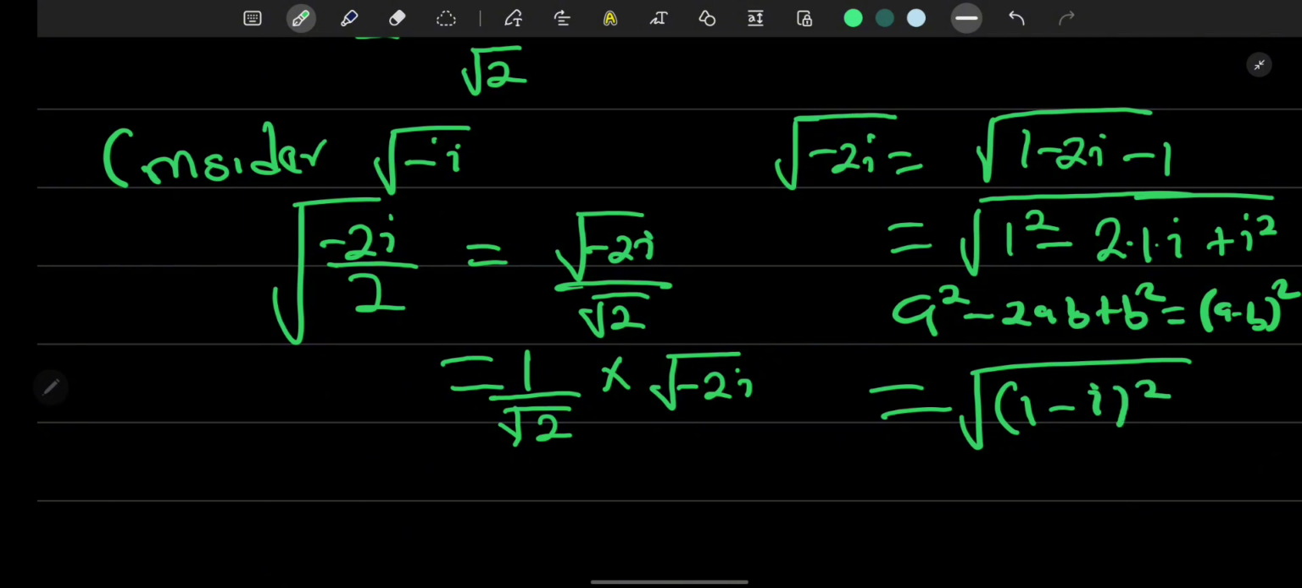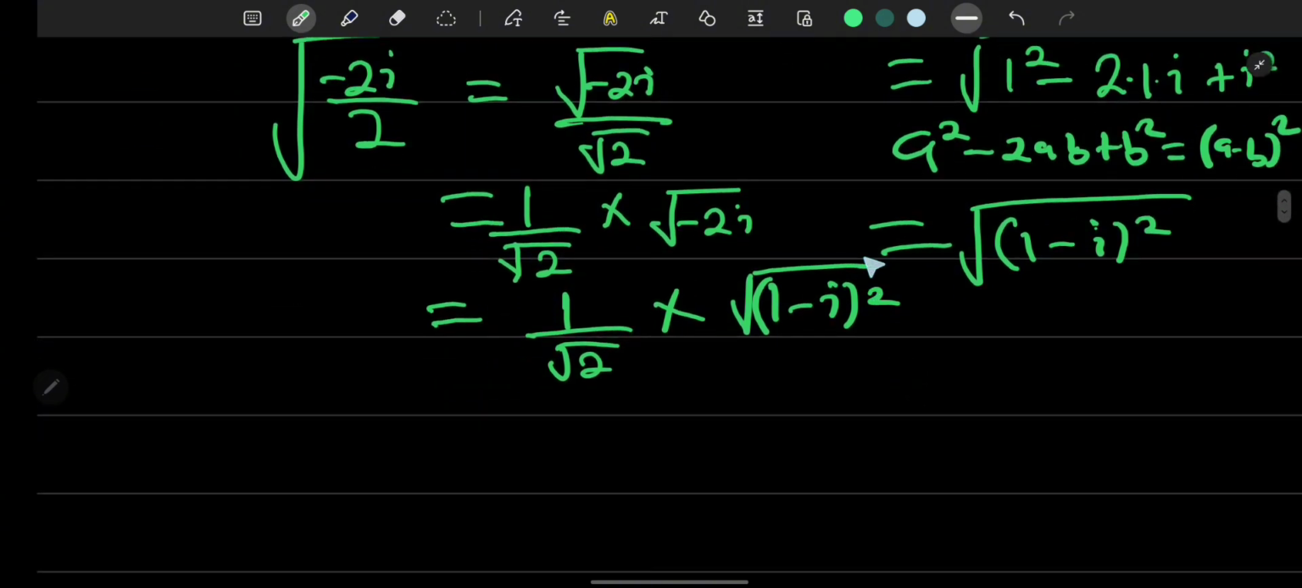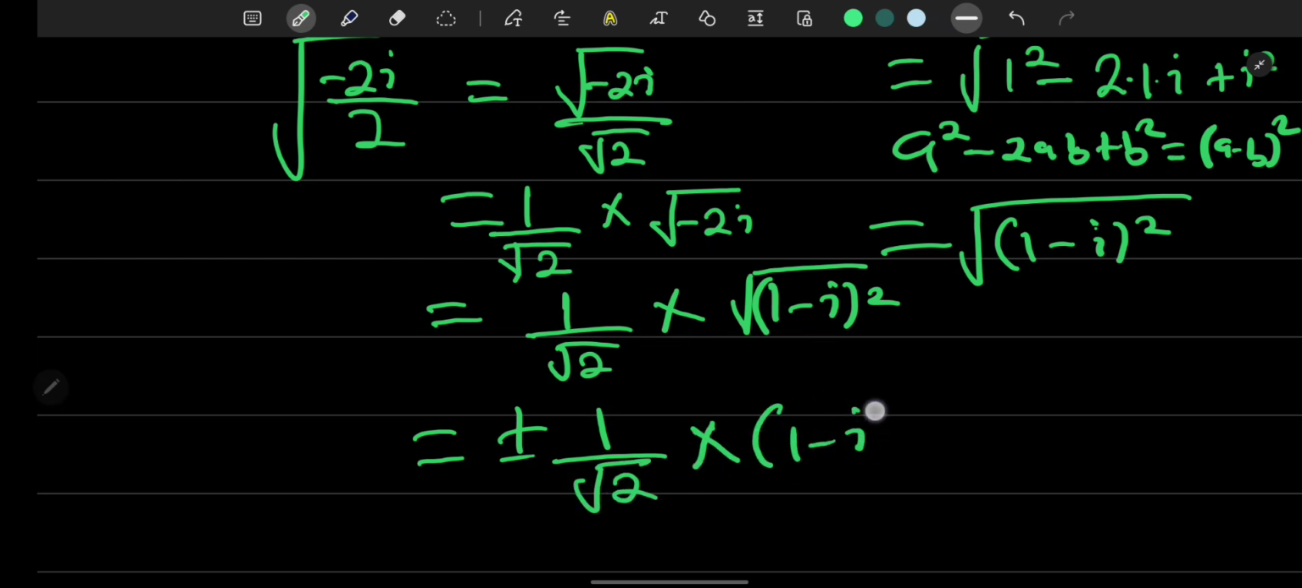So it's as simple as that, by replacing the square root of minus 2i with 1 minus i. Sorry, this is i and this is 1. So let's replace what you have here. You have 1 over root 2 times the square root of (1 minus i) all squared. Again, the 2 cancels the square root, but you must have plus or minus there. Then you have (1 minus i). Let's call this equation 2. This is what we obtain for the second expression.